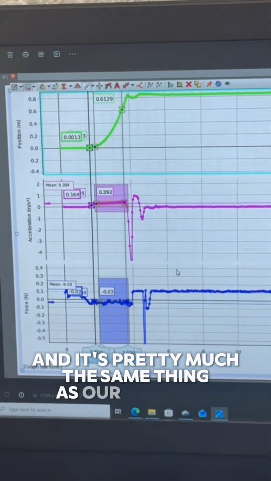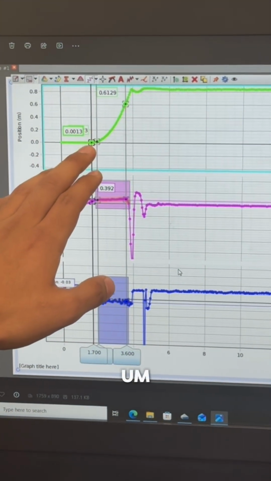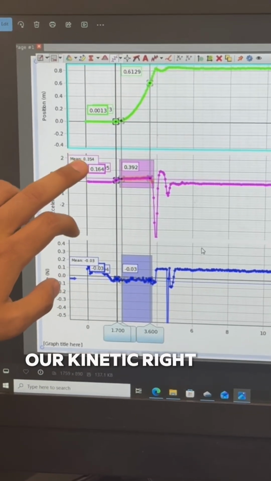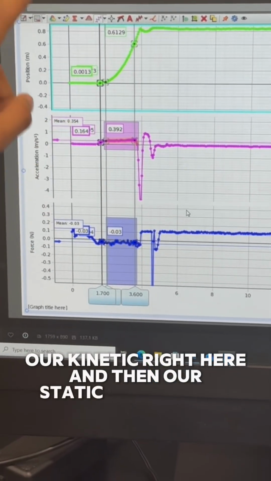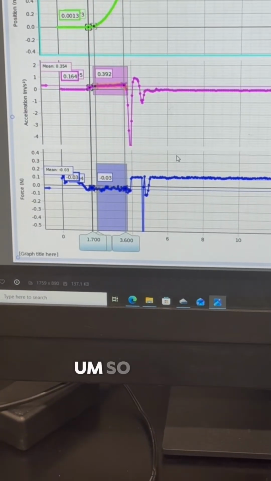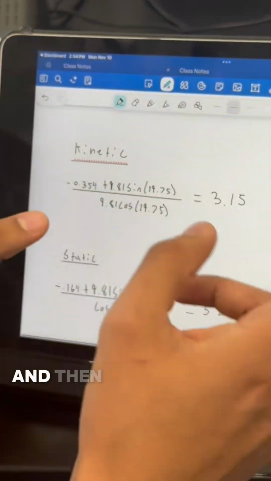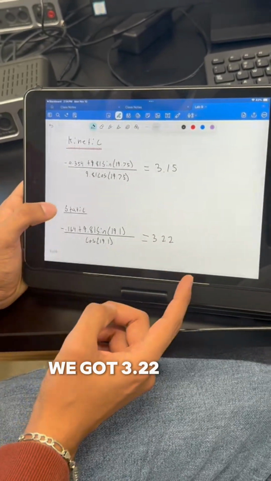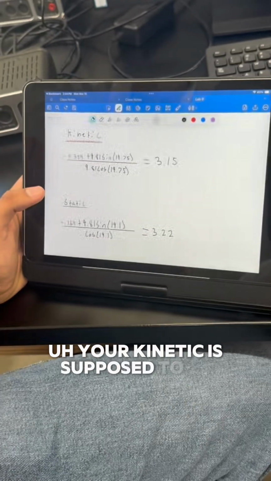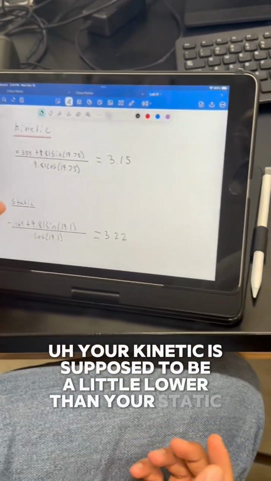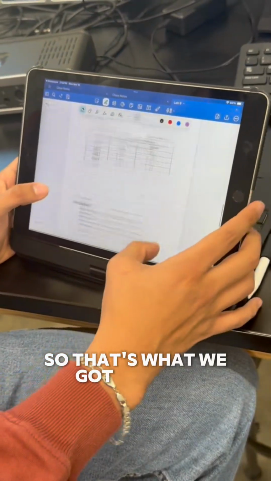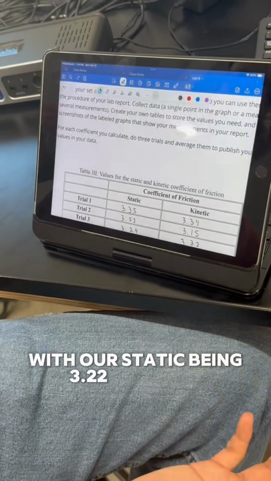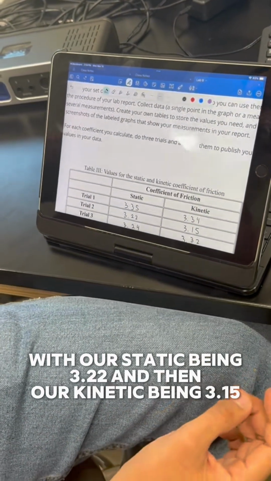And it's pretty much the same thing as our first one. This one was our kinetic right here, and then our static was this one. So we did the calculations, and then for our kinetic we got 3.15, and our static we got 3.22, which is correct. Your kinetic is supposed to be a little lower than your static. So that's what we got for our trial 2, with our static being 3.22 and then our kinetic being 3.15.